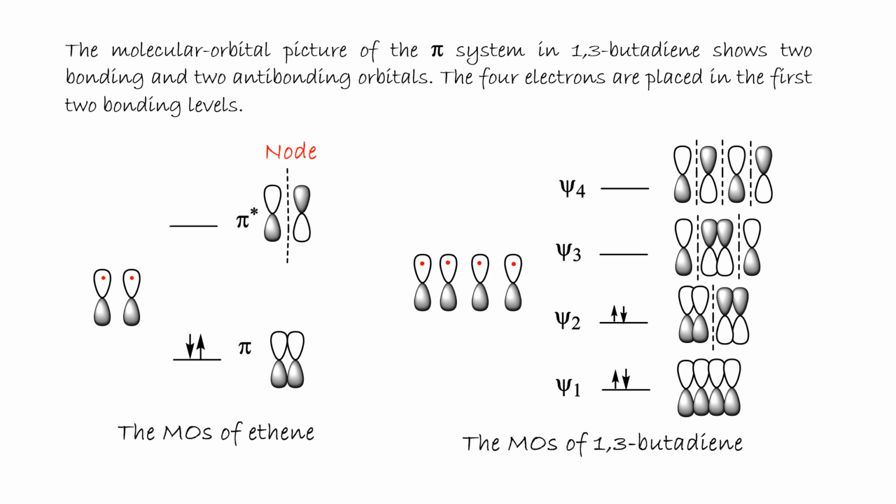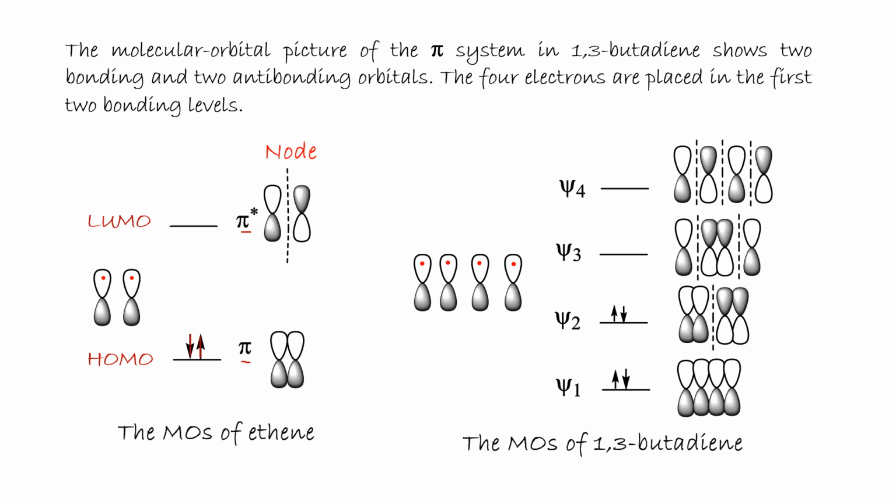The molecular orbital picture of the pi system. Recall we have ethene with two p orbitals and 2 electrons. These 2 orbitals build up 2 molecular orbitals, pi and pi star. We fill the first pi with 2 electrons, so we call this the HOMO, the highest occupied molecular orbital. Pi star is empty, and we call it the LUMO, the lowest unoccupied molecular orbital.